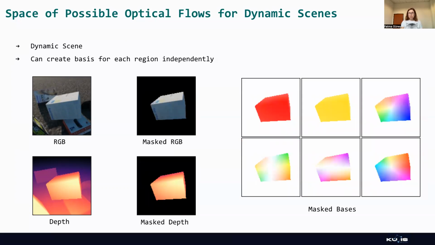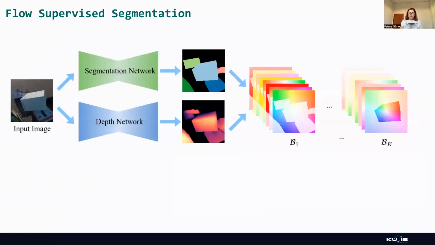In fact, we can do the same for all regions on the image. For example, for the object in the middle, and create bases for that object. Combining bases for all regions, we can explain the motion in the whole scene, including background, foreground objects, one by one. But how do we get depth and segmentation?